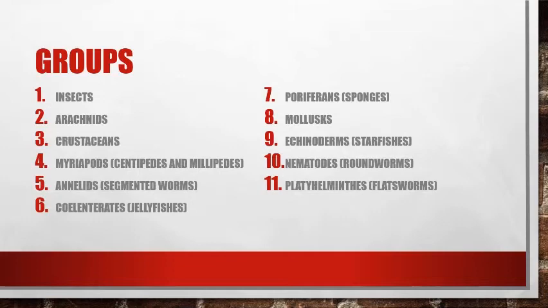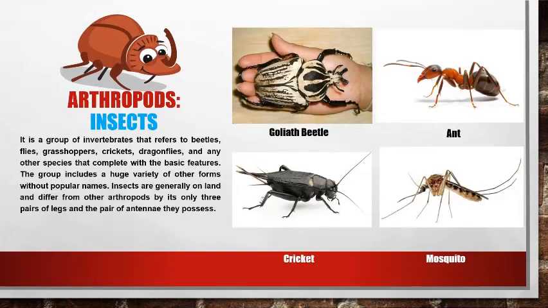In group number ten, we have the nematodes, and in group number eleven, we have the platyhelminthes. In these last two groups, we have parasites, and we will see all these groups along the bimester. Now let's see arthropods.